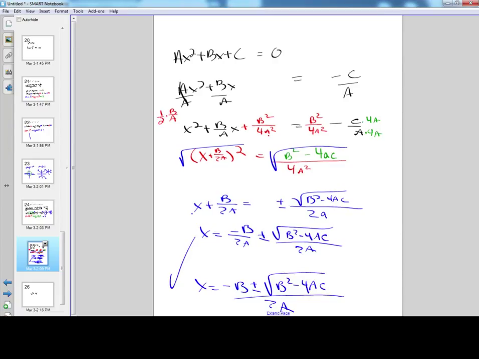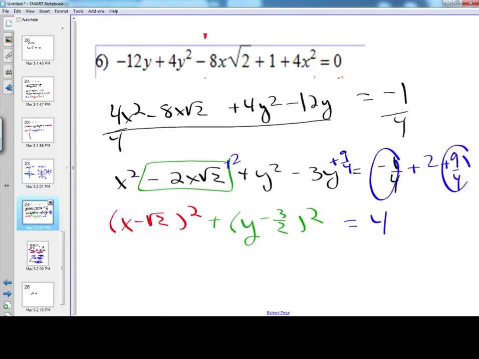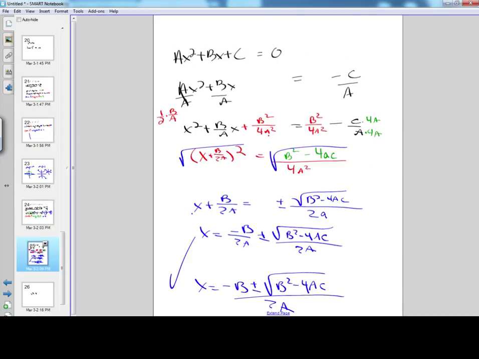Wait, why is... Wouldn't this b squared over 4a squared be negative? No, I didn't change the side it was on. That was the extra that was created by doing this. So remember how when I had an extra 2 here, I added it over here as well. That's what happened with that b squared over 4a squared. Okay? Thank you, good question.